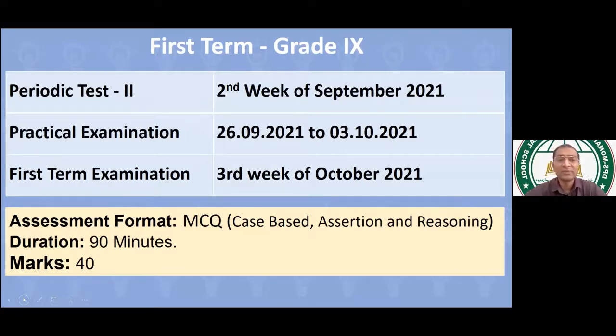And the assessment format will be the same as grade 10, because CBSE has issued a circular that we will be following the same pattern from 9 to 12. So we are doing the same thing for grade 9 also. So the format will be the same as grade 10, which is MCQ based. So it will be case based, assertion, reasoning, and normal MCQs, and the duration will be 90 minutes and maximum marks will be 40. Let's go to next slide.